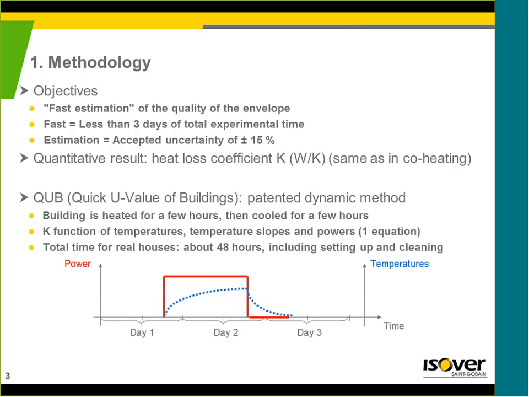The heat loss coefficient that we will be calling K in this presentation is then a function of three things: power, temperature, and temperature slopes. The temperature derivative in function of time, if you will. So there's only these three pieces of information that we need.